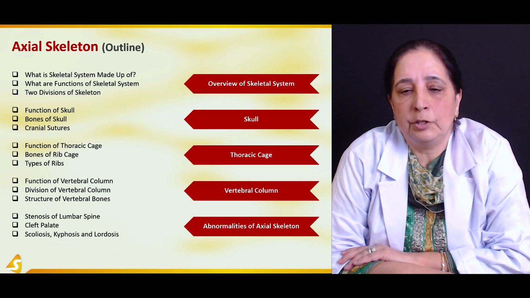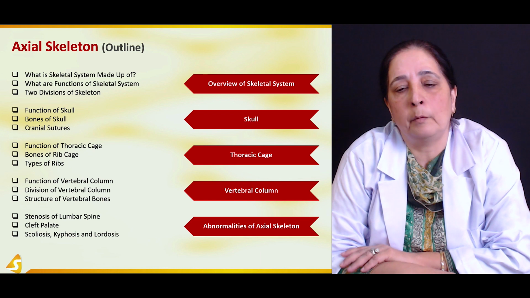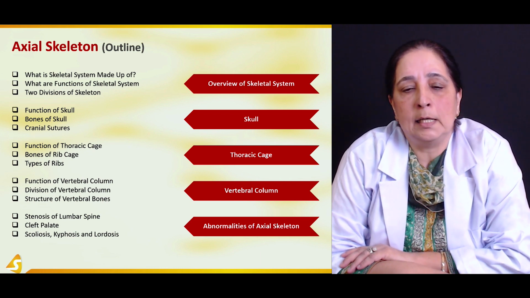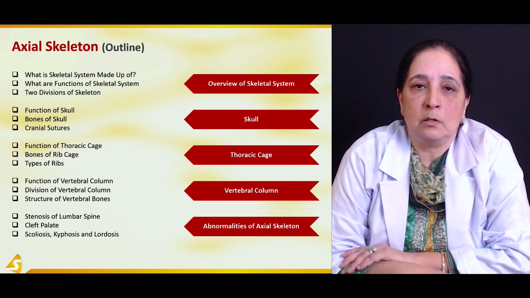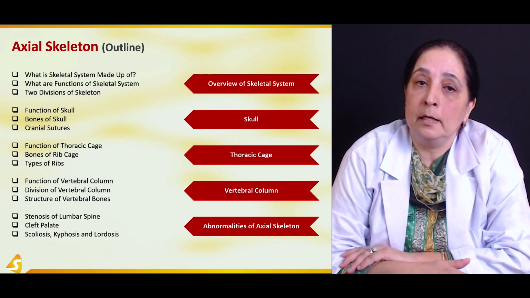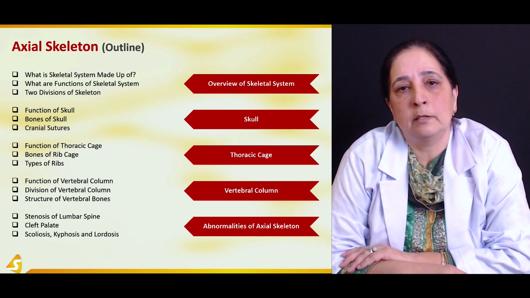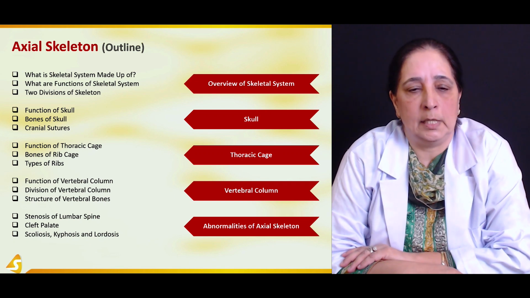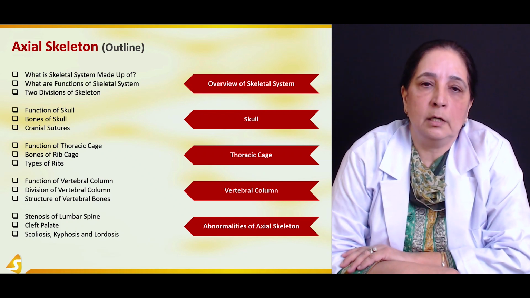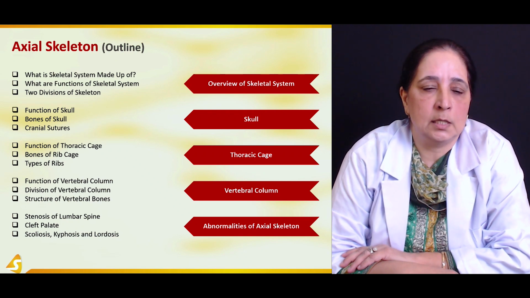Then in the last section of our lecture, we will cover some abnormalities of the axial skeleton. Some common abnormalities are stenosis of the lumbar spine, very common. Stenosis can occur in other portions of the vertebral column, but in the lumbar spine it's very common. So we will go over this. And then cleft palate.